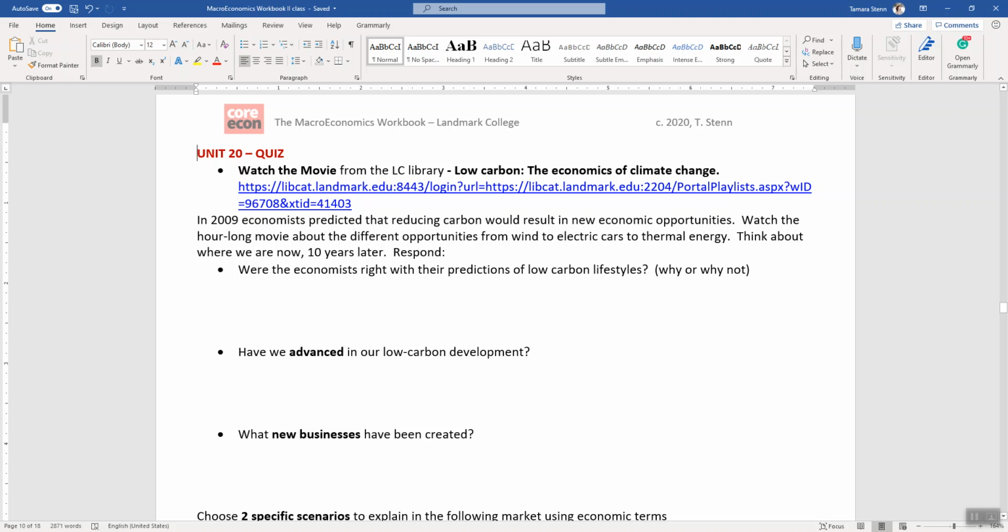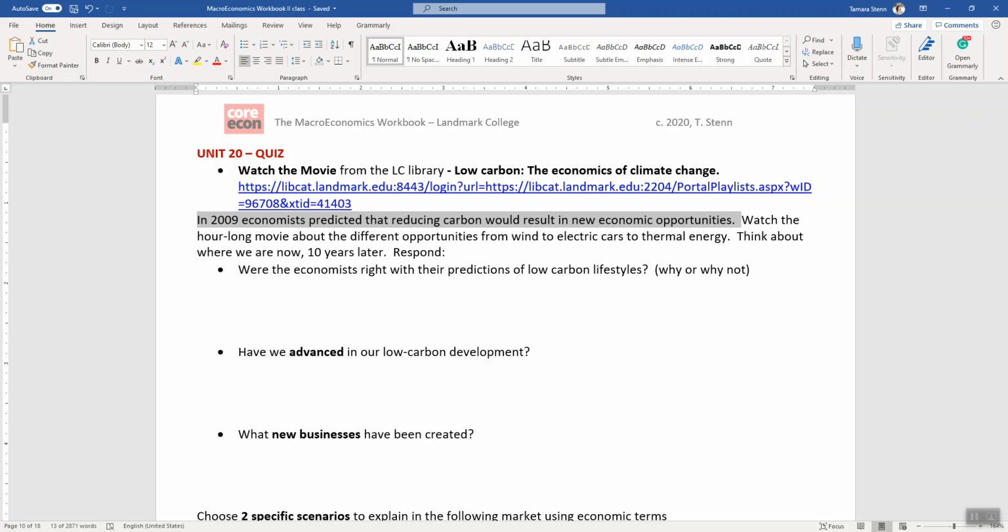It wants me to watch a movie. Okay, this is an amazing movie. It was done in 2009 and it was predicting that reducing carbon would result in new economic opportunities. So it's really cool because it's economists predicting, right? It's economists showing those models that you just finished studying in chapter 20 and putting them into real time and saying, hey, this is how it's going to work and this is what our future world is going to look like. And now here we are in that future world.